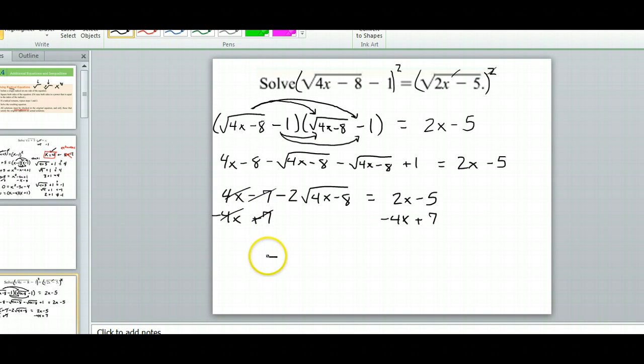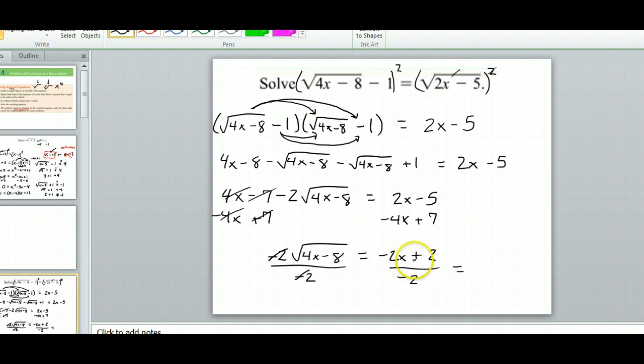So I've got negative 2 square root of 4x minus 8 equals, on this side, a negative 2x, and then these two add to a positive 2. Again, I want this radical completely by itself if I can, so I'm going to divide both sides by negative 2.